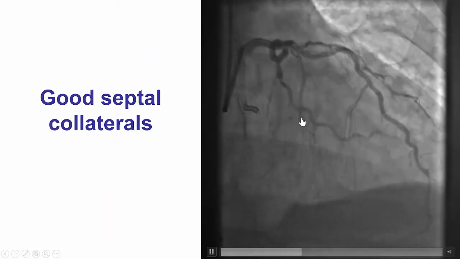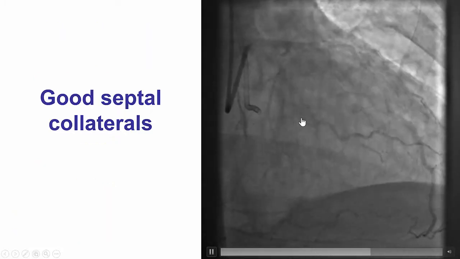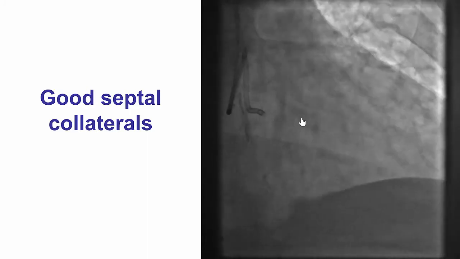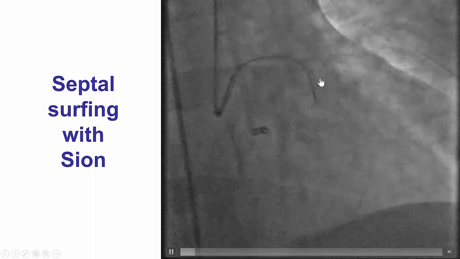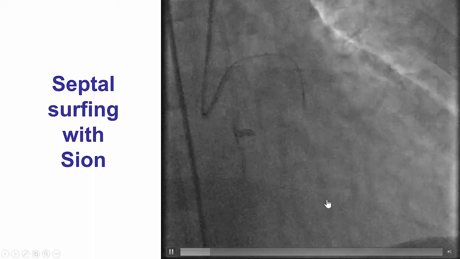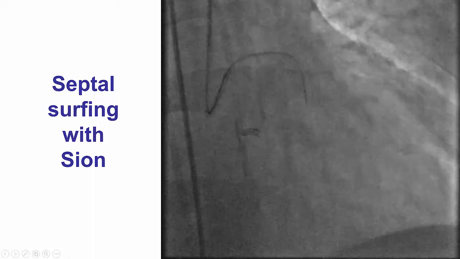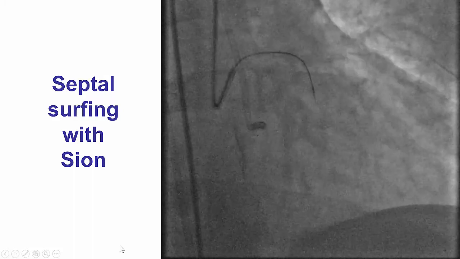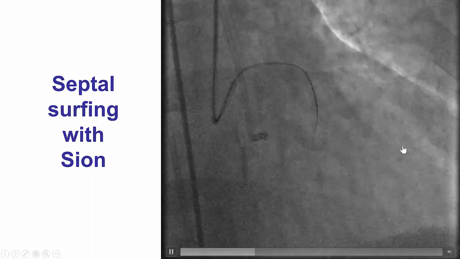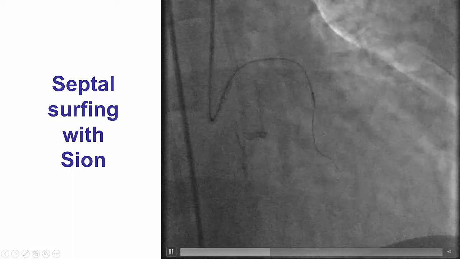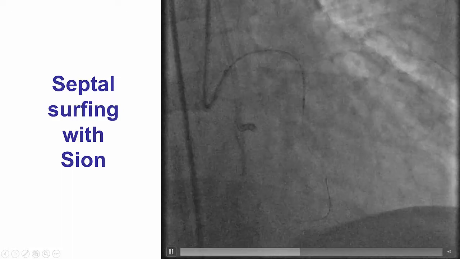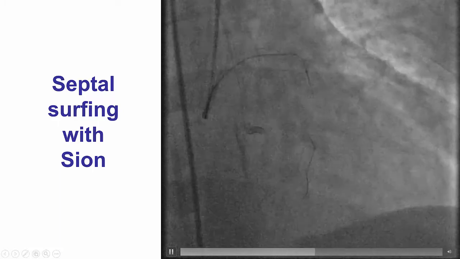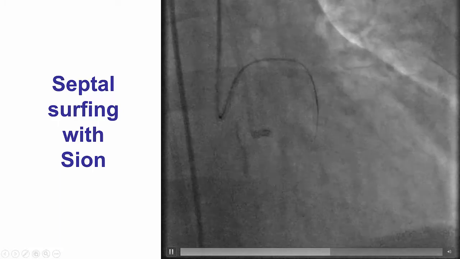Given the failure for Antegrade progress, and since we had good collaterals from the left system, we decided to go for Retrograde. This is a Corsair long microcatheter, and we did surfing with the Sion guidewire, and the wire found a pathway, and we were able to advance fairly easily into the distal right coronary artery after some guidewire manipulations.